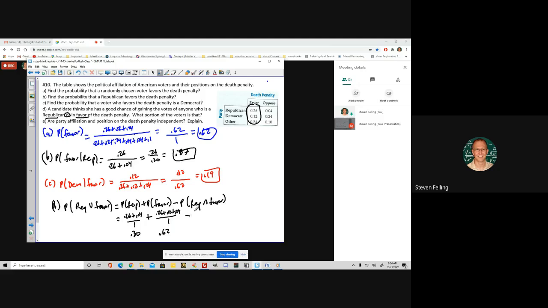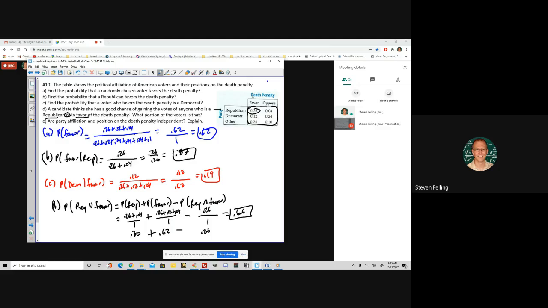So we're going to subtract off the probability that they are Republicans and favor, right? And so that's, again, a simple probability. It's out of the entire table, right? So out of 1, but they have to be in here. We have to be Republican, so in this row, and favor. So it's just this 0.26. So we would subtract off 0.26. So we're going to add up the 30% plus the 62% minus the 0.26, and we'll get 66%. So there's a 66% chance that they're Republican or favor the death penalty, okay?